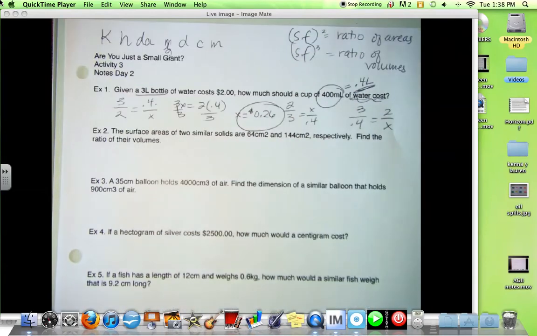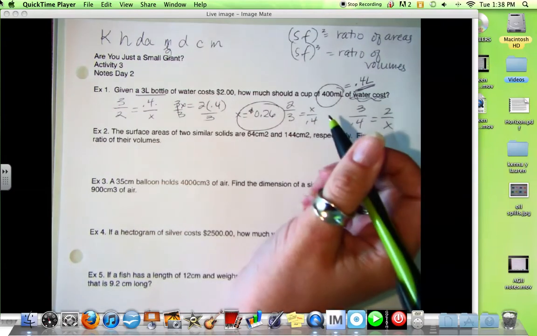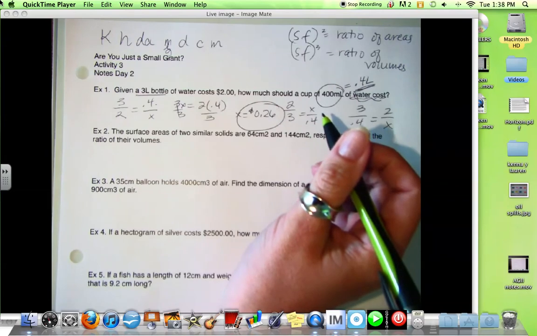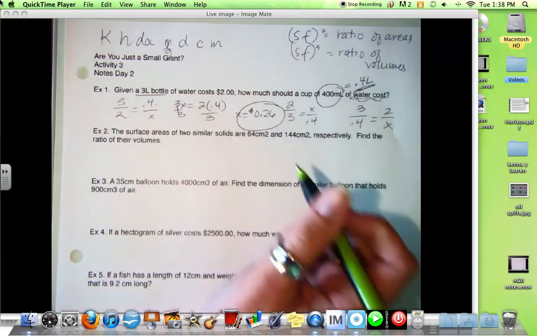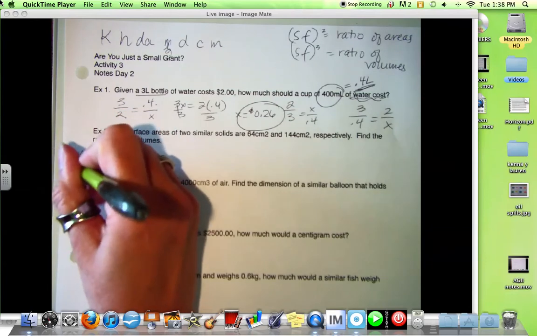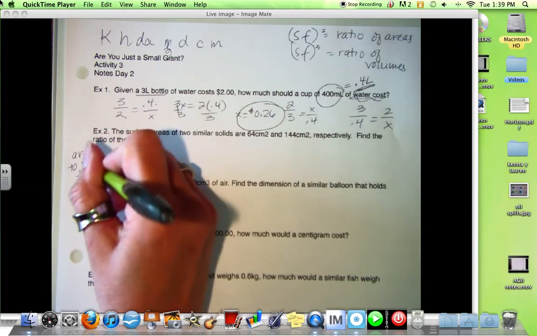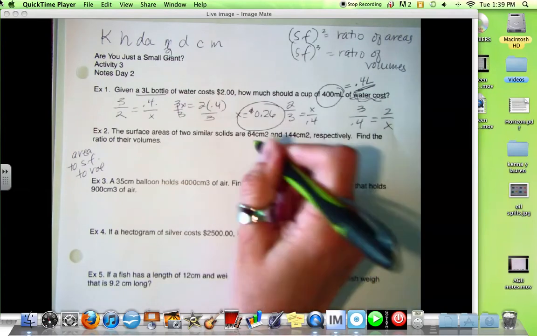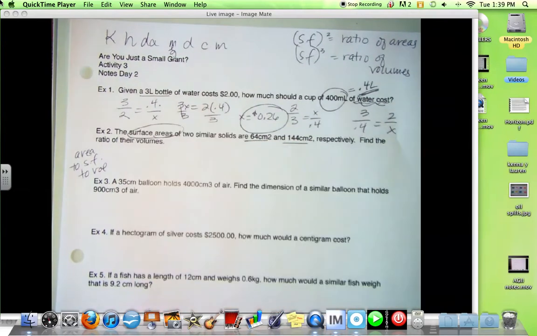The surface areas of 2 similar solids are 64 centimeters squared and 144 centimeters squared, respectively. Find the ratio of their volumes. So what am I given? You find the square root of 64 and 144, and then you have to cube those. Okay, so I have to go from area to scale factor to volume, because Connor said I have to take the square root and then cube it, because I have areas. It says surface areas.